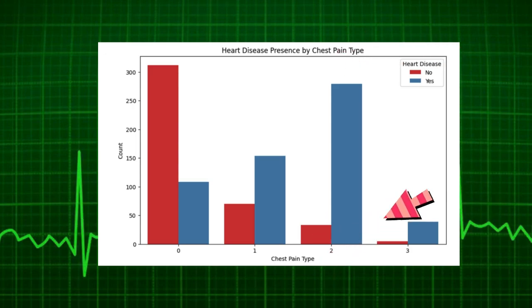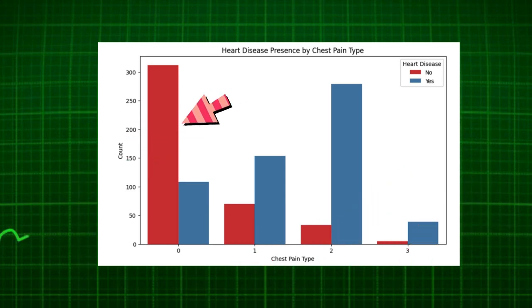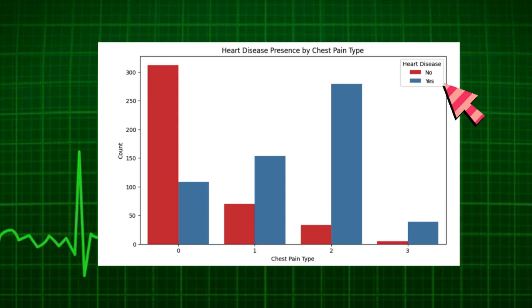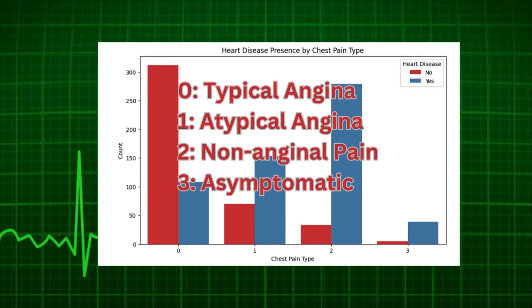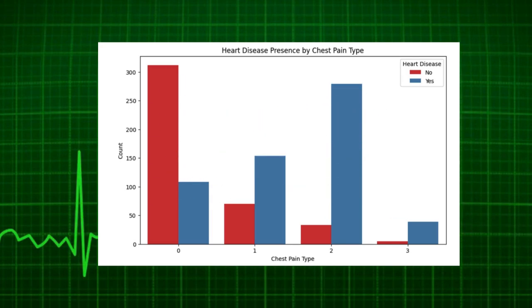The x-axis categorizes the types of chest pain, 0, 1, 2, 3, while the y-axis shows the count of patients. The red bars represent patients without heart disease, and the blue bars represent patients with heart disease. Chest pain types: 0, typical angina; 1, atypical angina; 2, non-anginal pain; 3, asymptomatic. Most patients with typical angina, type 0, do not have heart disease.